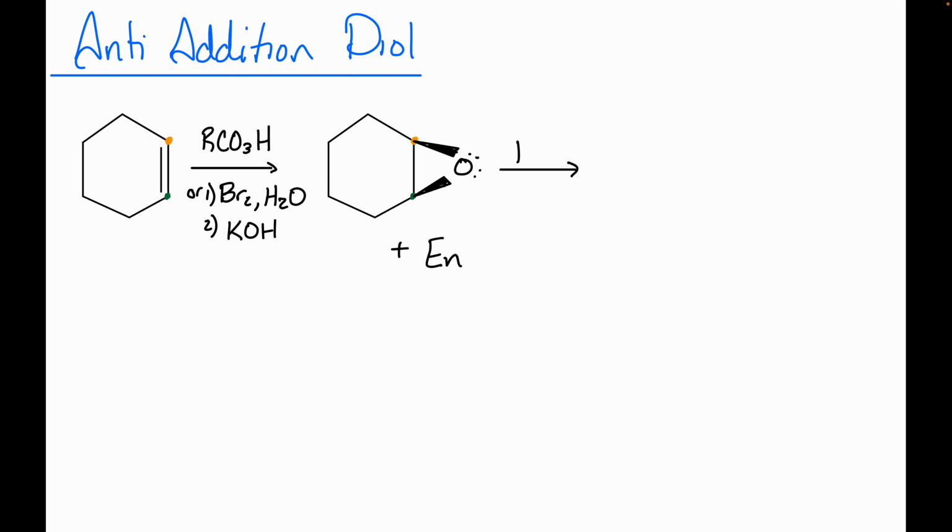All right, and in that second step, we're going to follow it up with that hydronium ion, and we're going to get our anti-diol. Meaning one of those oxygens is on a wedge, and one of them is on a dash.